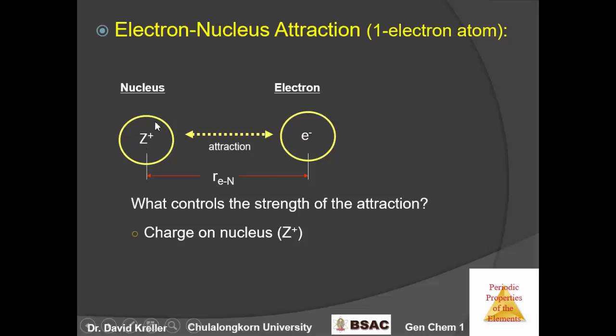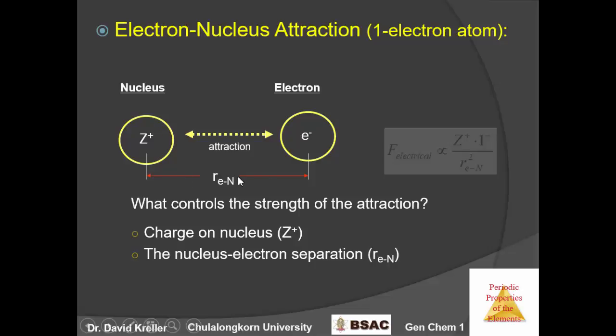Obviously, the larger Z, the more protons in the nucleus, the stronger that attractive force will be at a constant separation distance. But the other variable, once the charge on the nucleus is specified and we know the charge on the electron, is that separation. As that separation increases, the force decreases according to the square of that distance. So that's a quick review of electrical forces.